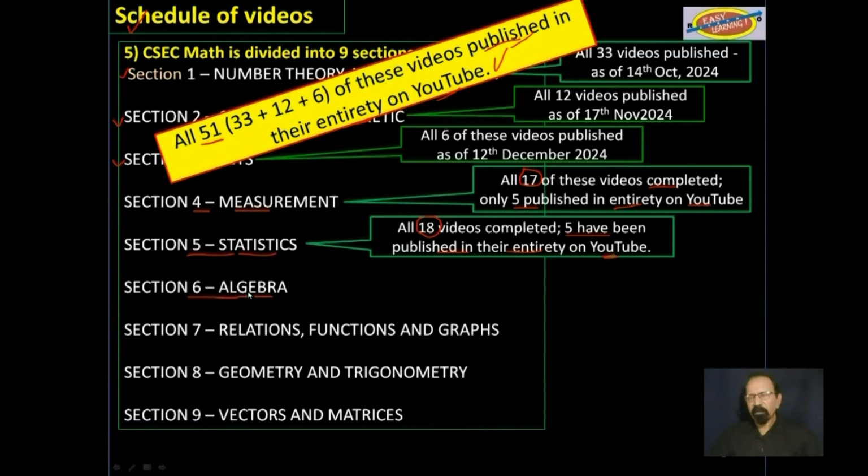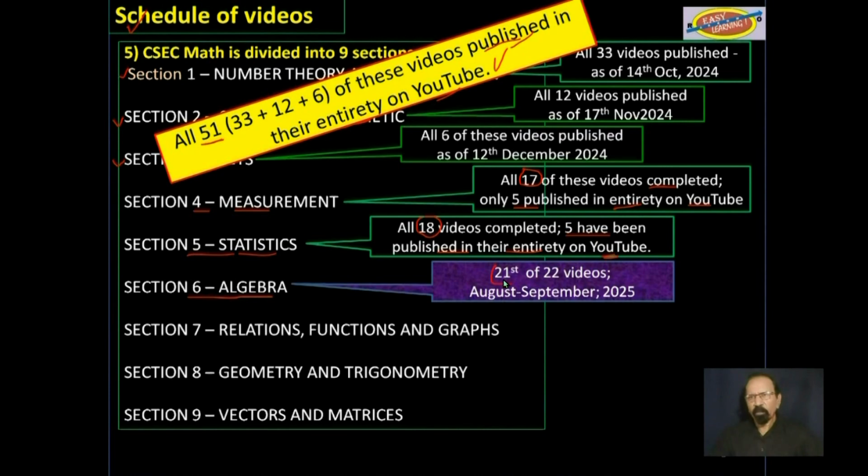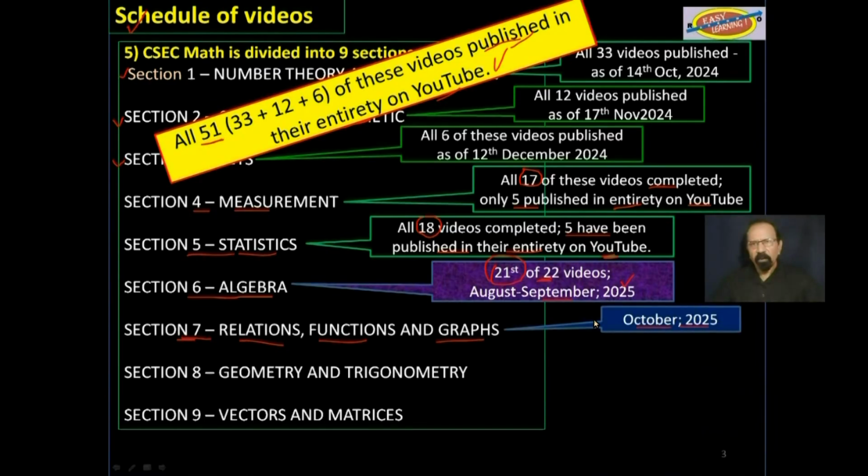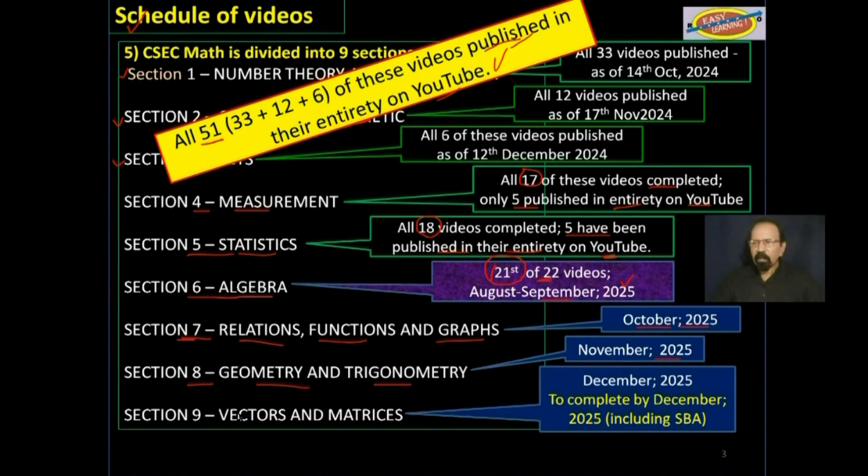Section 6, algebra. We are now on the 21st of 22 videos in this section and should finish this section by the end of this month, September. After that, we go on to section 7, relations, functions, and graphs by October 2025, and then section 8, geometry and trigonometry by November 2025, and finally section 9, vectors and matrices by the end of this year.